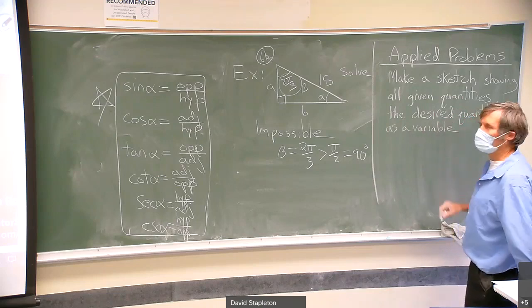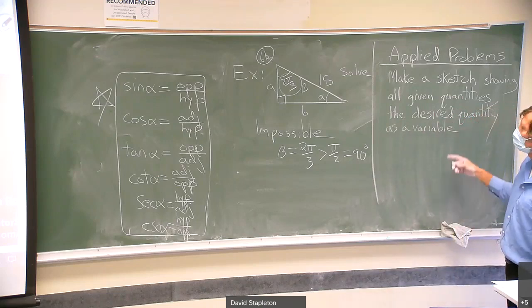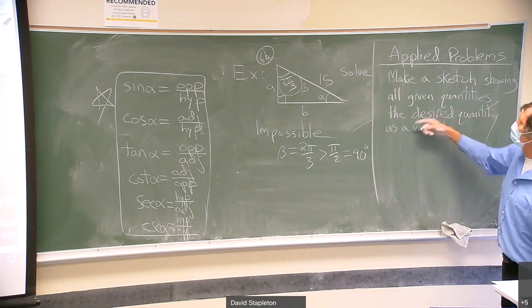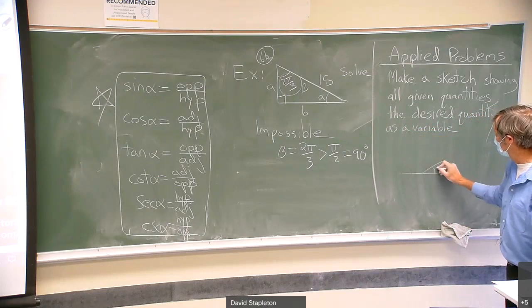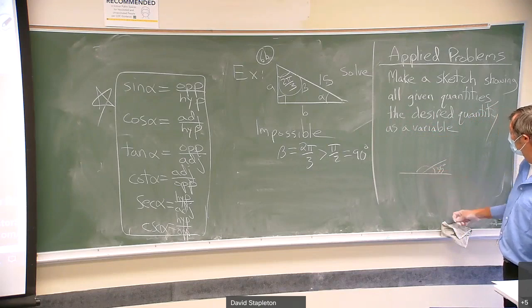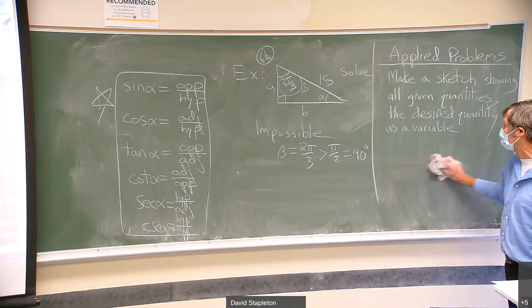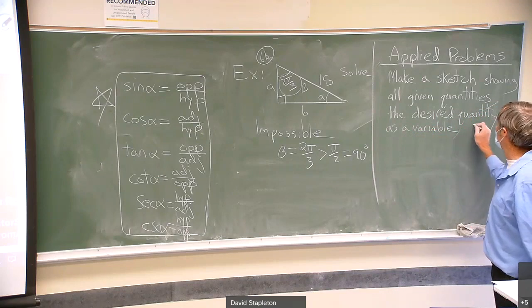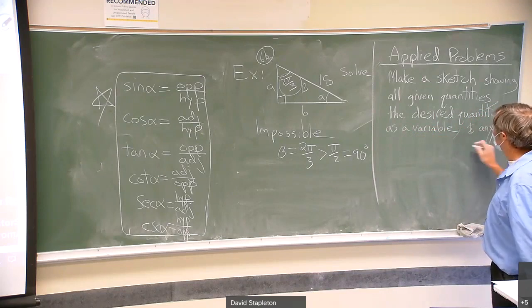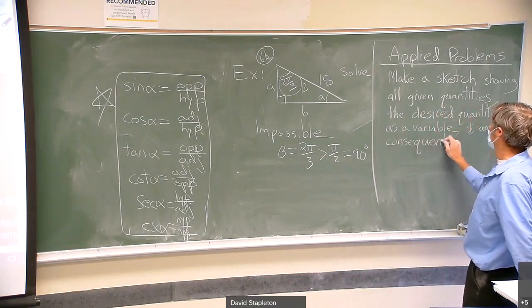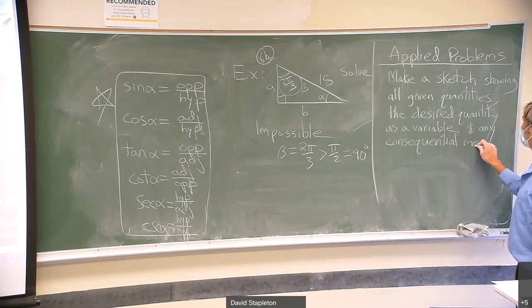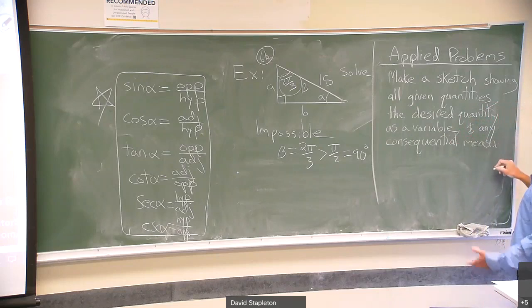And then what happens in the picture is often you can see something. If you see two sides of a right triangle, you instantly know the third one by the Pythagorean theorem. If you see an angle like this is 35 degrees, you instantly know this angle because they're supplementary. So you can see those things once you draw the picture. That's the big advantage here. And so you say, and any consequential measures that you can deduce by supplementary, complementary angles, Pythagorean theorem, etc.